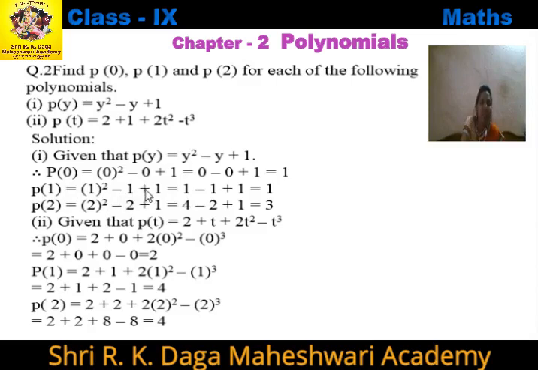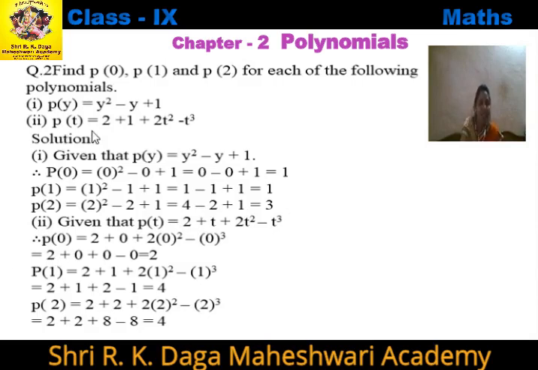This minus 1 plus 1 can be cancelled, so the answer will be 1. Now p of 2 equal to 2 square minus 2 plus 1. 2 square, that is 4, minus 2 plus 1. Now 4 minus 2 is 2, 2 plus 1 is 3.